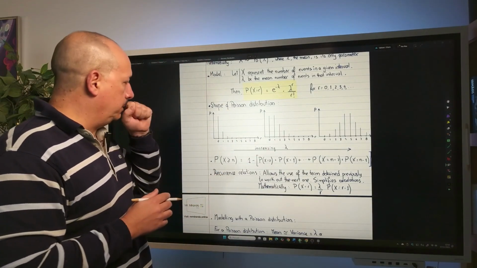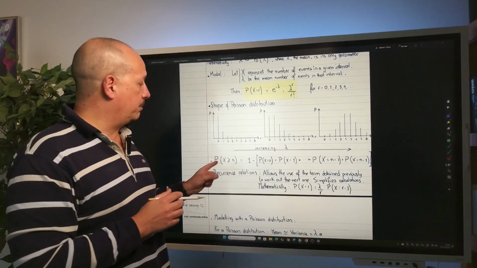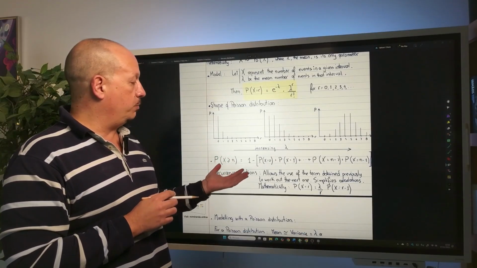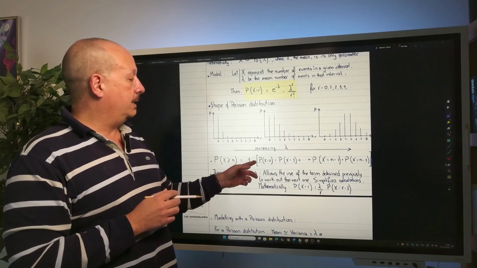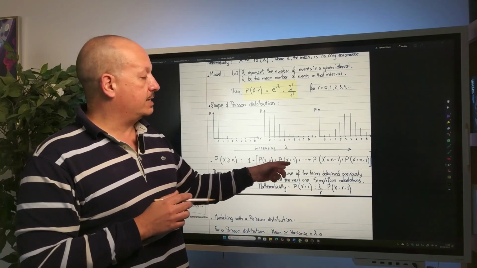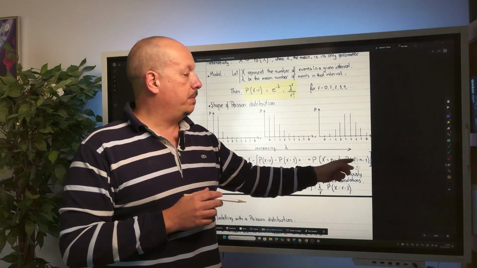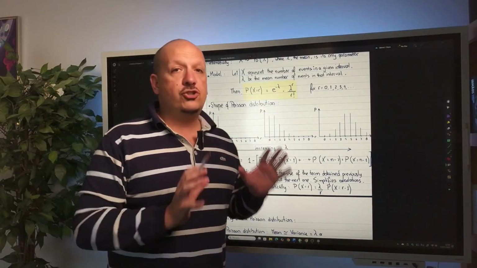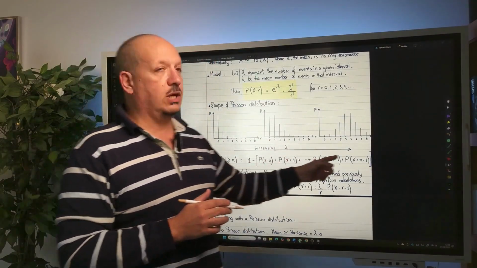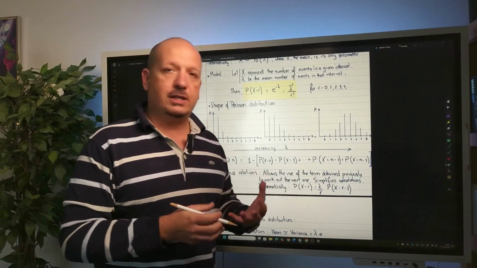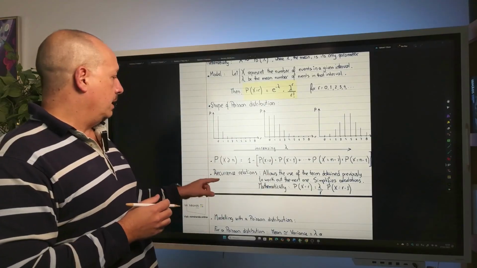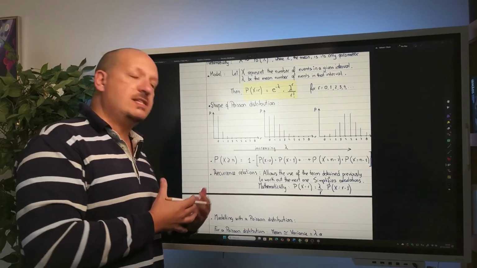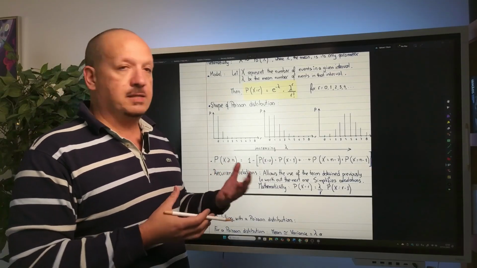As usual, if you want to calculate the probability that x is bigger or equal than a certain number n, then this is going to be 1 minus the probability that x equals 0 plus the probability that x equals 1, and so forth, until the probability that x equals n minus 1. In situations where you have lots of probabilities to calculate, there is a small mathematical trick that you can use to speed things up. This is called the recurrence relations, and allows the use of the term obtained previously to work out the next one. It simplifies calculations.